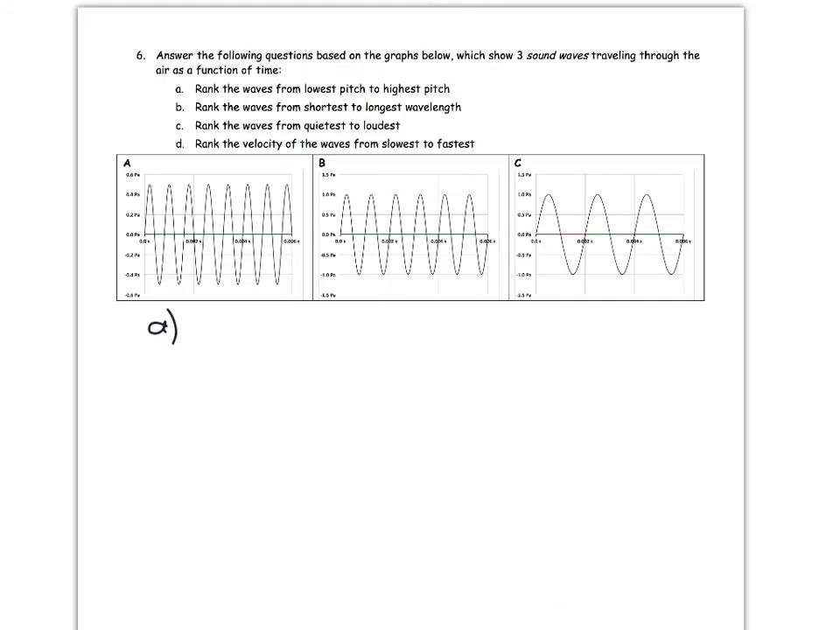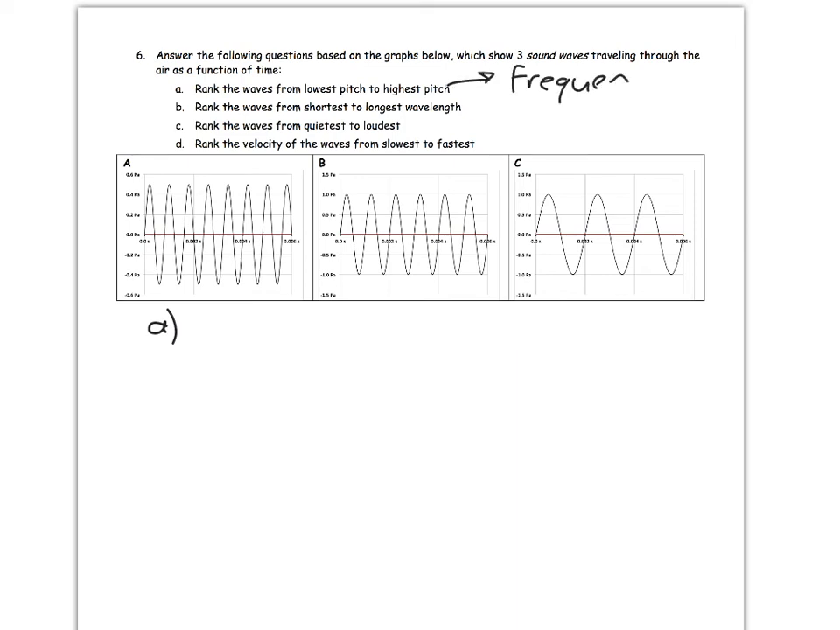For 6 here, we have 3 graphs, and we want to think about ranking the 3 of them based off of various things. So the first thing we're going to rank is lowest to highest pitch. So pitch, we're really thinking about frequency here. Okay, that's what the pitch depends on.